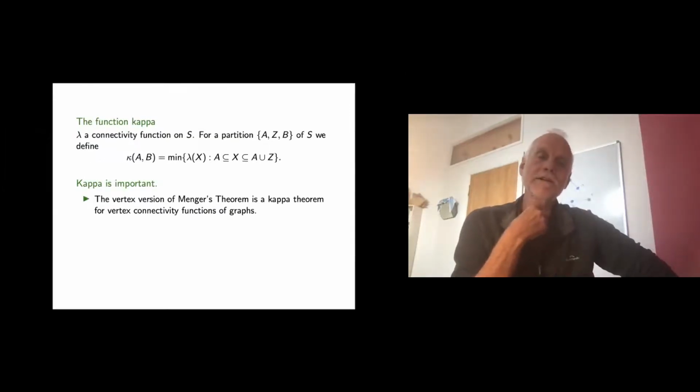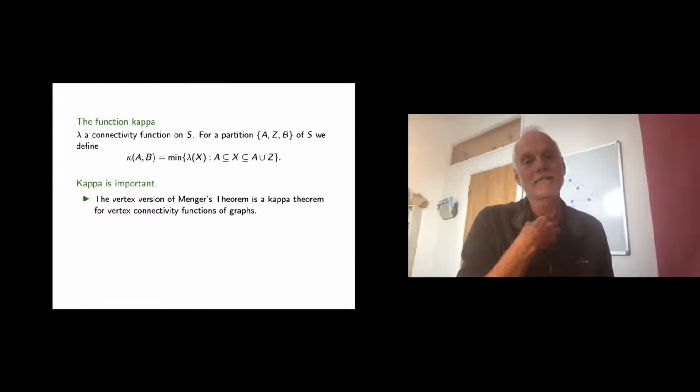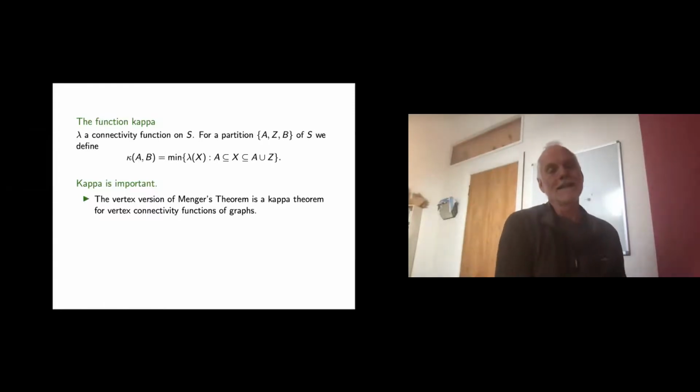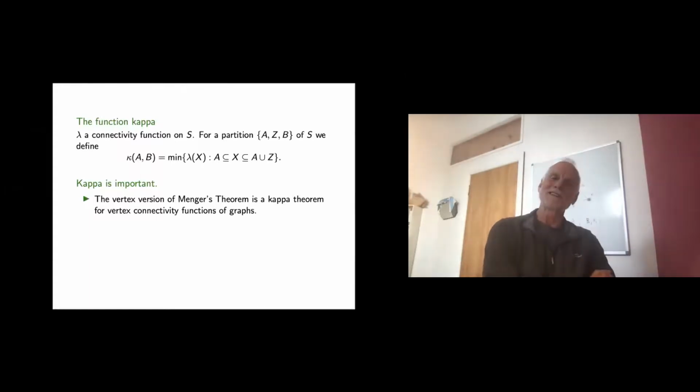And of course, if we think about vertex connectivity in just normal graph terms, like in Menger's theorem language, you say that kappa(A,B) is the minimum size of a vertex cut that separates A from B. And so that is clearly an important thing.